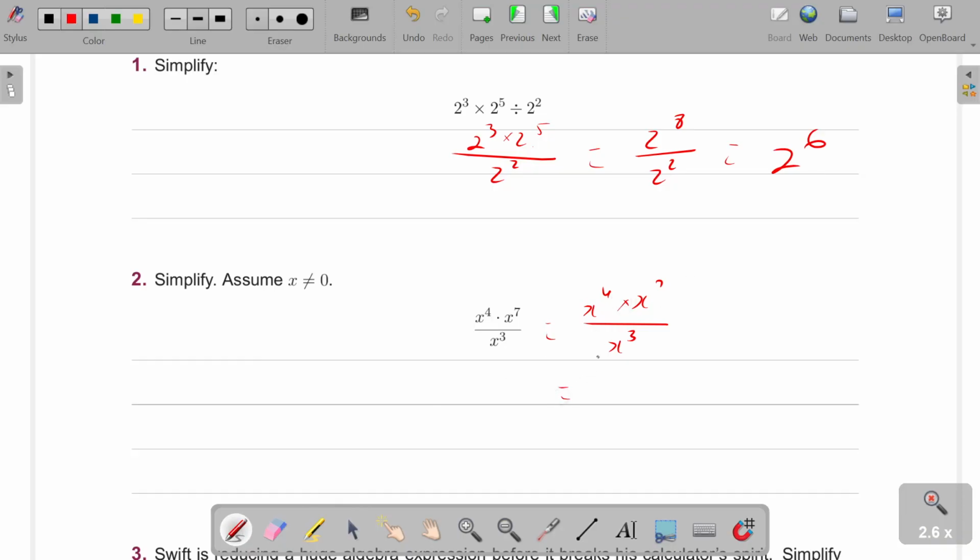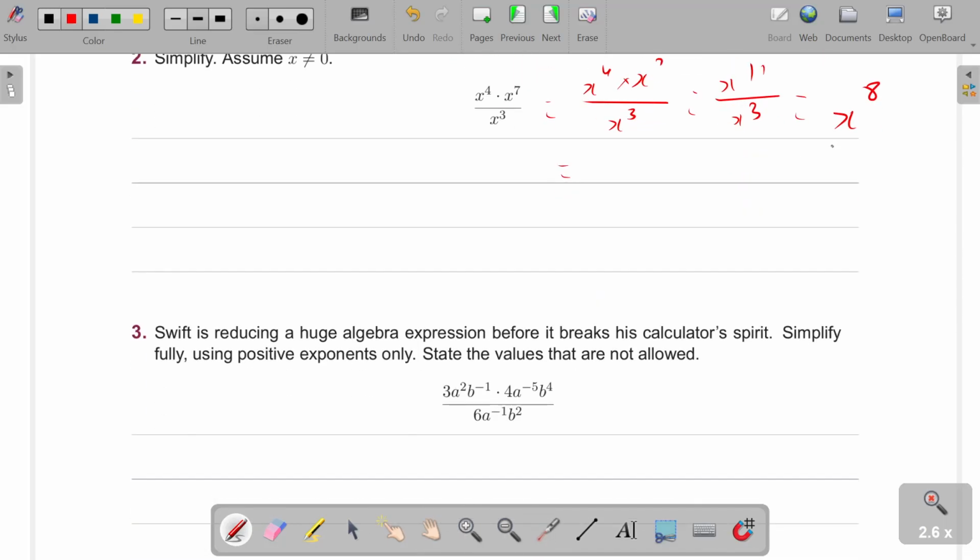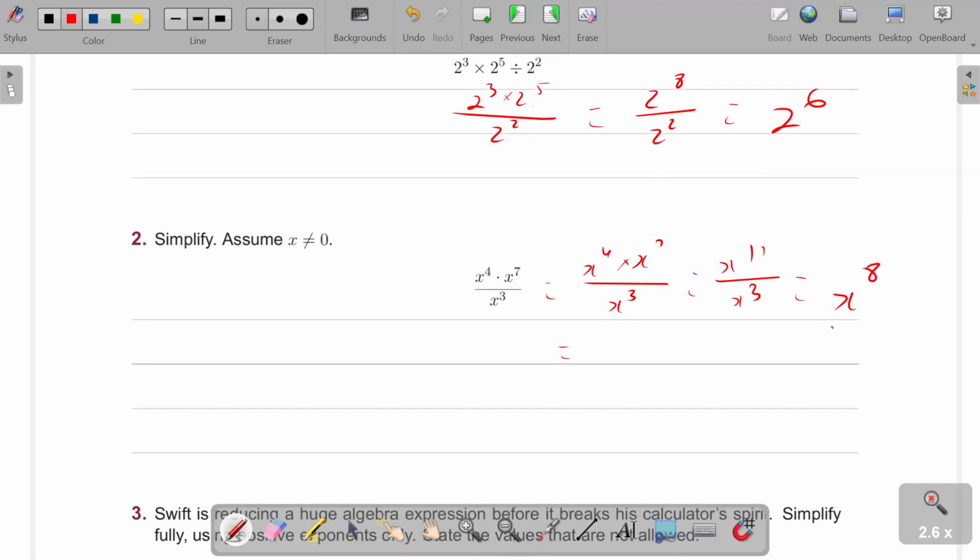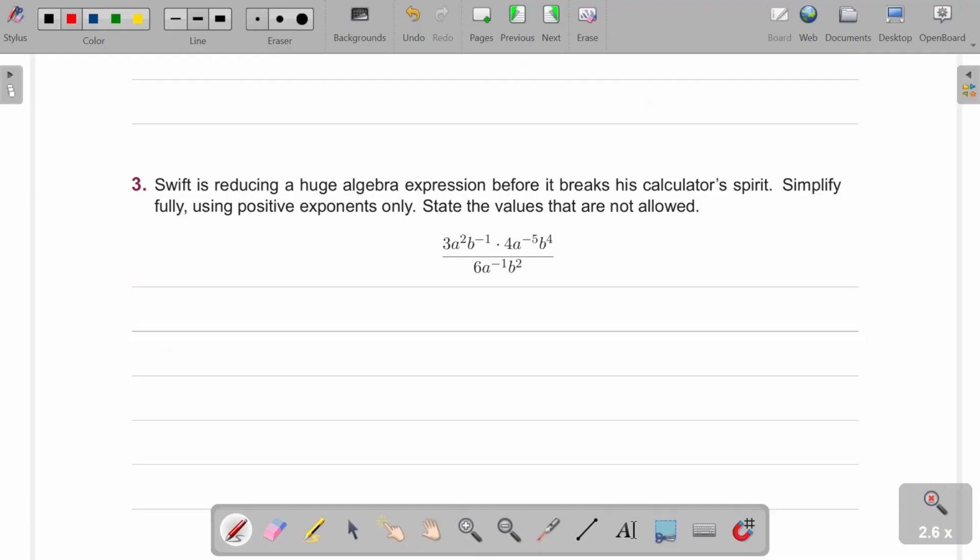And then obviously I can add, oh, I didn't even do the adding thing. I'll add them up. That's 1, 2, 3, 4. That's 11. x to the power of 11 over x to the power of 3. And I can subtract over here. That's 11, 10, 9, 8. That's x to the power of 8. Okay. Another way to think about this as well is that, in fact, I'll show it to you in the next problem. So that's going to be x to the power of 8. And yeah, fairly straightforward. Next problem.